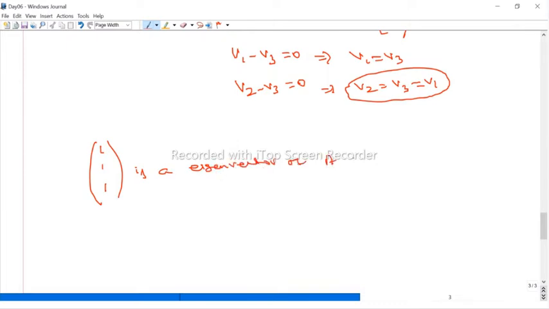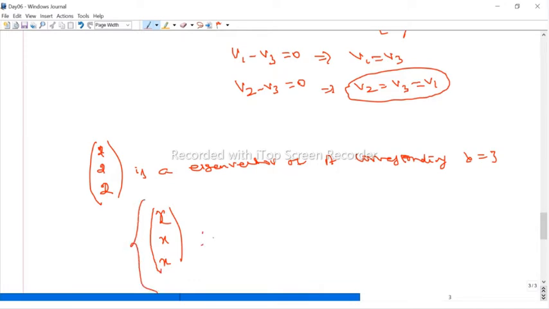An eigenvector of the matrix A corresponding to the eigenvalue lambda equal to 3. Not only can you take 1, 1, 1, you can take 2, 2, 2 also. That is also an eigenvector. Therefore, what are the eigenvectors? You can take x, x, x, where x is any real number, nonzero. You are collecting all these triples where x varies over the reals except 0. You are not allowed to take the zero vector. So all the elements from this collection are eigenvectors.